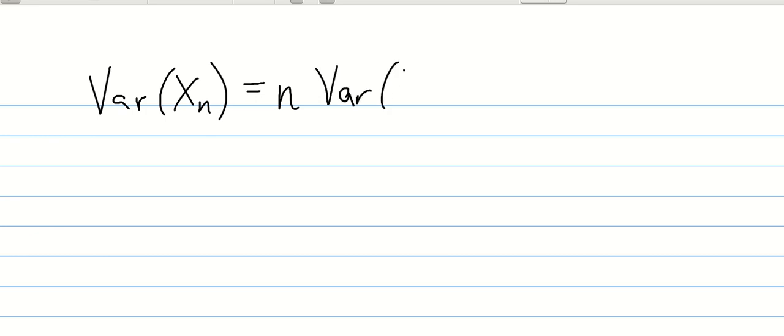So the first observation: if we look at the variance of X_n, this is also linear because X_n is a sum of IID random variables. This is also going to be n times the variance of psi_1, which happens to be n times p times (1 minus p).